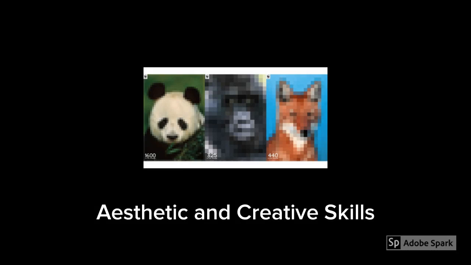The last category is aesthetic and creative skills. An example is this advertisement by National Geographic. Instead of just putting 3 pictures of endangered animals, they only use the same amount of pixels as the number of animals left. So for example, the gorilla in the middle, there are only 325 of this species left in the world. Other examples would be posters, maps, brochures, creating a board game, creating a cookbook, anything that's showing creativity.